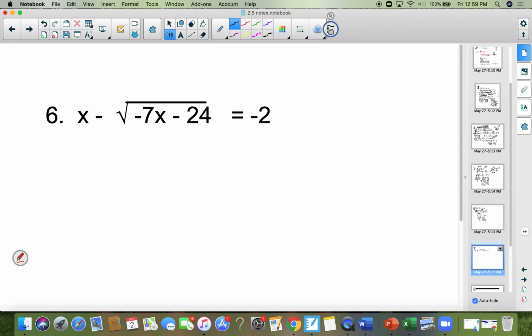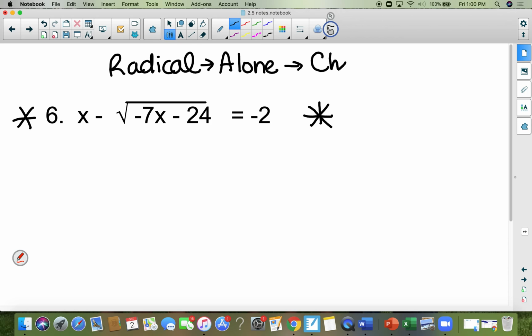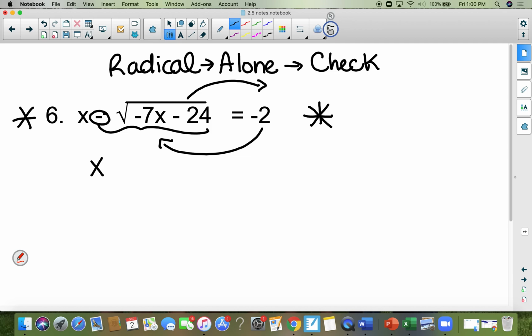Okay, the next one. You're going to see one like this on the test, so you have to know how to do this. When you see a radical, the first thing you want to do is to get it alone. Another thing you have to remember on the test is to check your answers after you've finished. So by getting the radical alone, I am going to get rid of this by bringing it over to this side, and I'm going to bring this over to that side. That way I'm going to get rid of my negative sign.